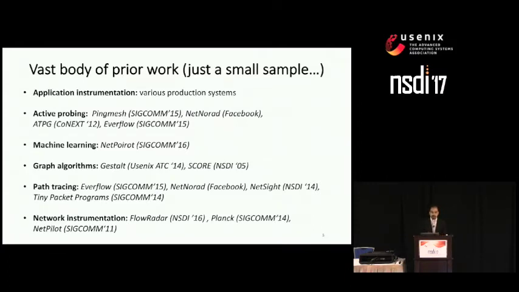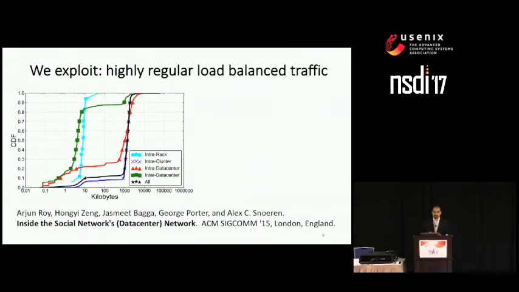My argument today is that for a certain class of data centers, this scale can actually help us both detect and localize faults. Specifically, a significant amount of engineering effort has gone into providing really good load balancing for data center applications. So I reproduce a graph here from a prior work of mine a couple of years ago characterizing the traffic patterns inside Facebook's data centers.